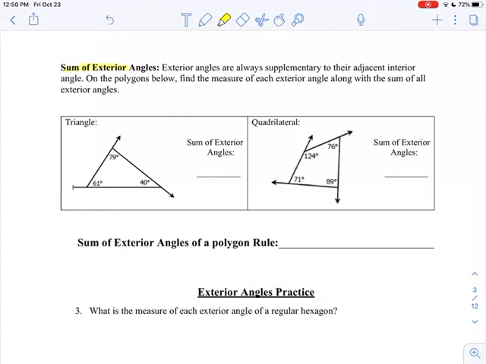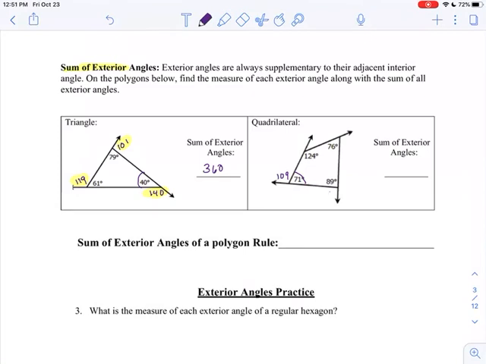All right, now let's do exterior angles. These are nice and quick. The exterior angles are always supplementary to their adjacent interior angle. On the polygons below, let's find the measure of each exterior angle. If this angle right here was 40, then the one next to it is 140 because together they form a line. If this angle is 79, then the one next to it is 101, because they have to equal 180. If this is 61, then this is 119. If I add up all those exterior angles, 101, 119, 140, the sum of the exterior angles is 360.